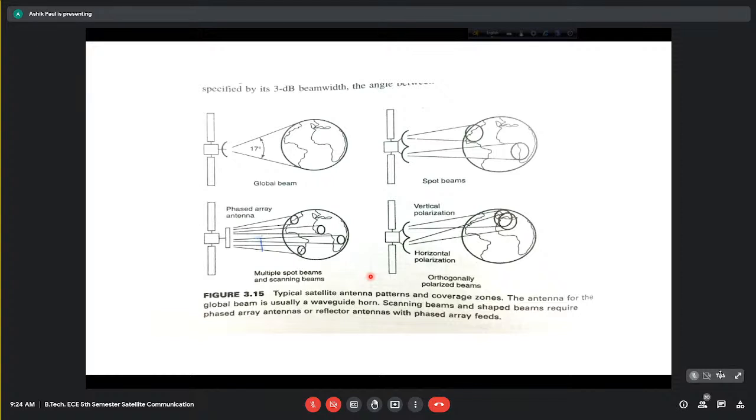So, when we talk about the satellite-based antenna, it is important that for the purpose of communication, we should know the different kinds of patterns and the associated coverage zones that they provide. That means depending on the kind of antenna beam pattern, there will be different kinds of coverages provided. For example, in this particular case, as you can see, this is a global beam.